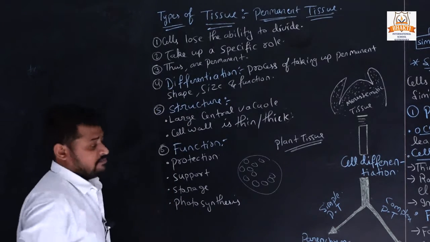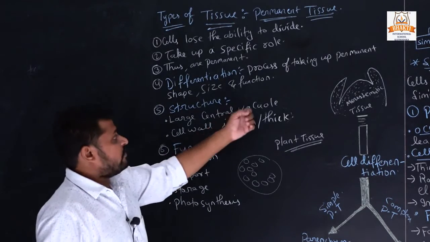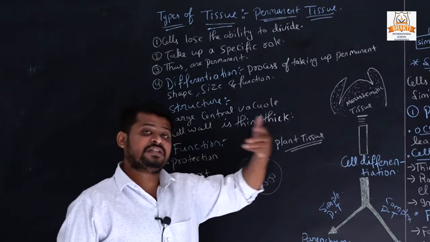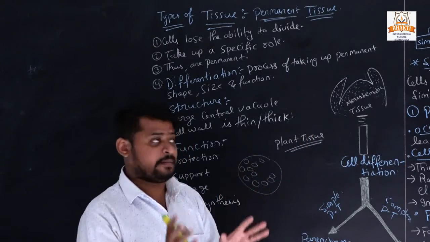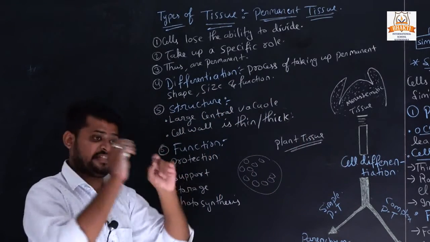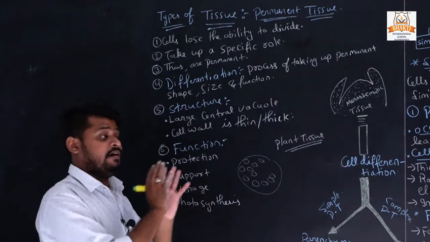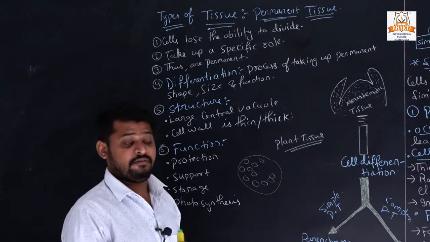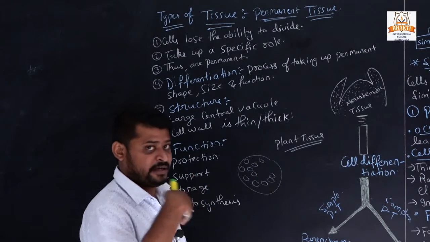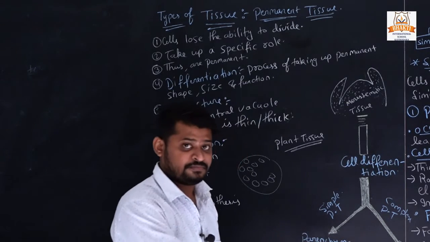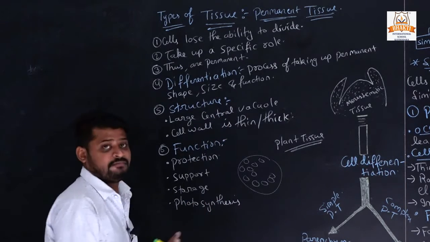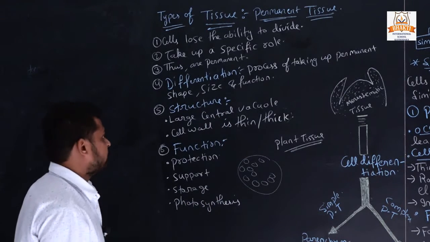Differentiation is the process of taking up permanent shape, size and functions. When cells lose their ability to divide, they get their permanent shape, size and functions. They will do the same functions, and when they die, they will be replaced by new tissue of the same kind. While alive, they do the same functions their whole life.